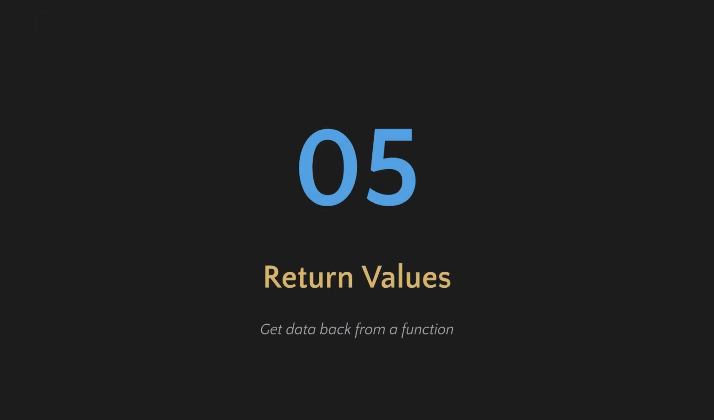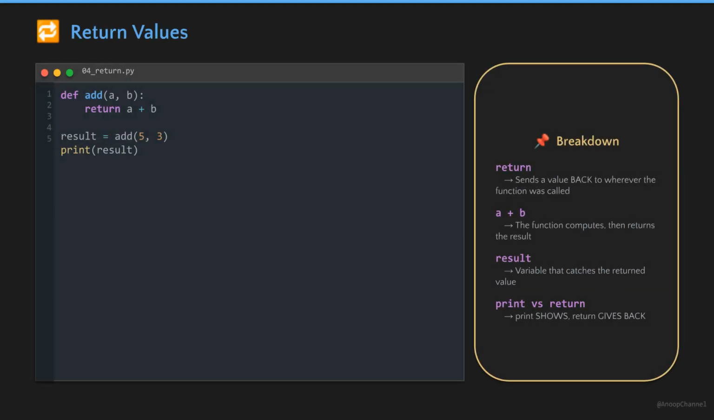Finally, we explore return values. This allows your function to give data back to the part of the code that called it. The return statement sends a value back. Here, return a plus b calculates and returns the sum. We store this value in the result variable. Remember, print shows output, while return gives a value back.